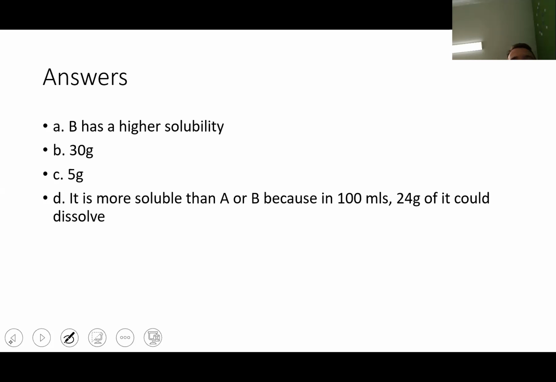So that lets us compare. It is more soluble than A or B because in 100 mils, 24 grams could dissolve. So that's more than A or B.